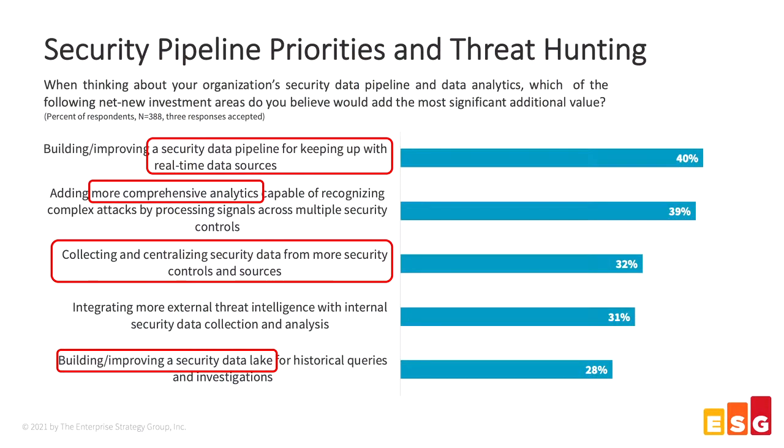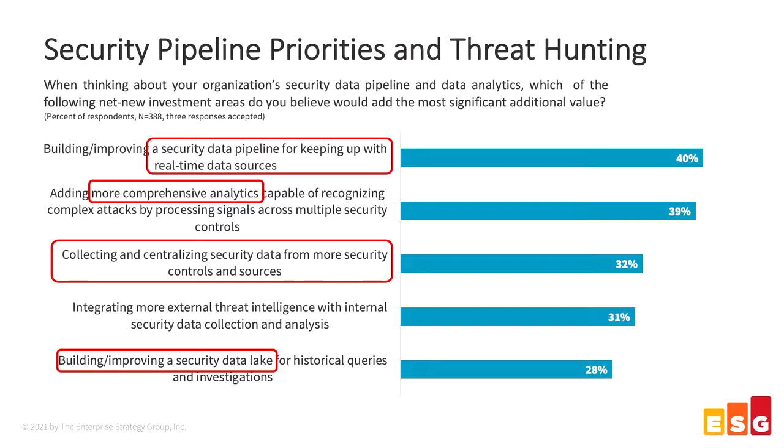Speaking of the data pipeline, in this question, we were asking what new benefits or net new investments would you like to make in data pipelining? So again, data pipelining is all about collecting, processing, and analyzing the data, and we can add retaining that. So 40% said building and improving a security data pipeline for keeping up with real-time data sources. This is stream processing. Things are happening instantaneously.